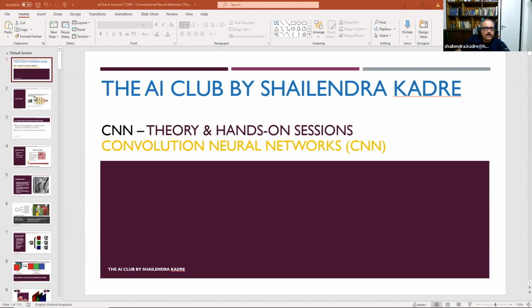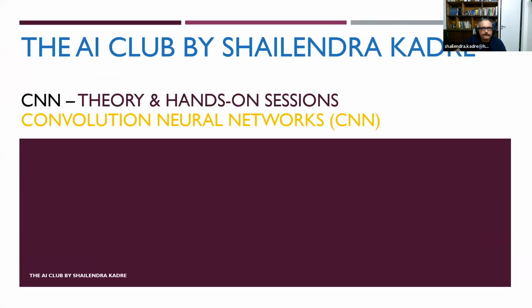Today we'll learn something about convolutional neural networks, which is an advanced topic that comes after artificial neural networks, the most basic neural networks. Once we have finished ANN, the next stage is CNN. We'll see what CNN is, why we need CNN, and what makes them special.